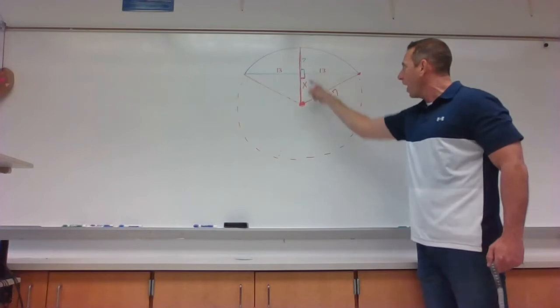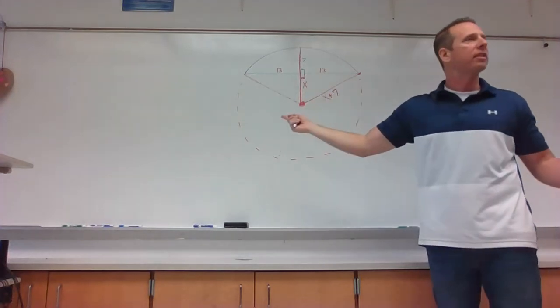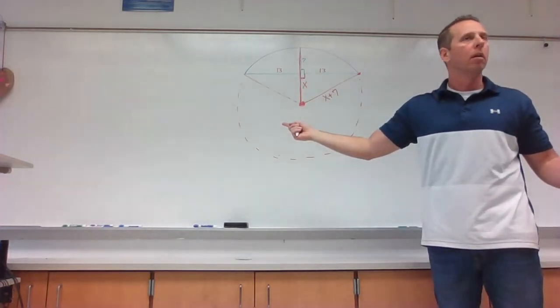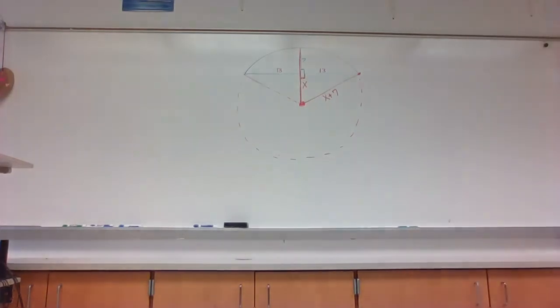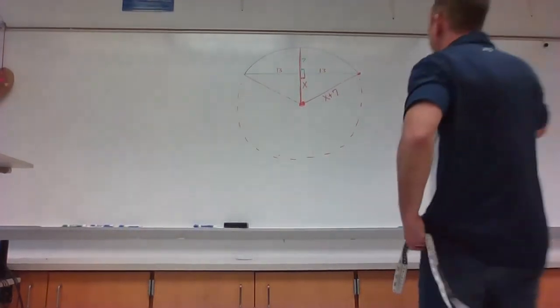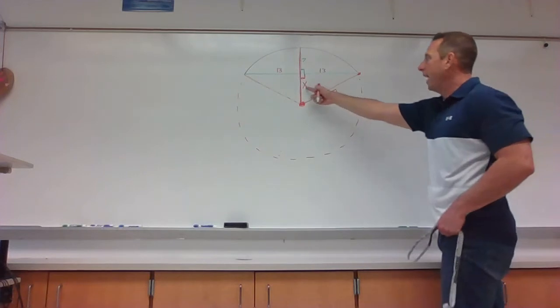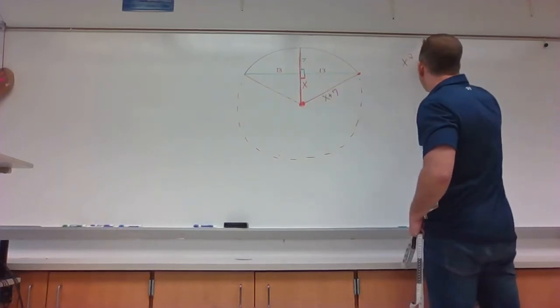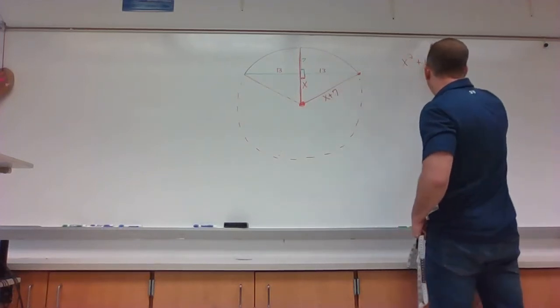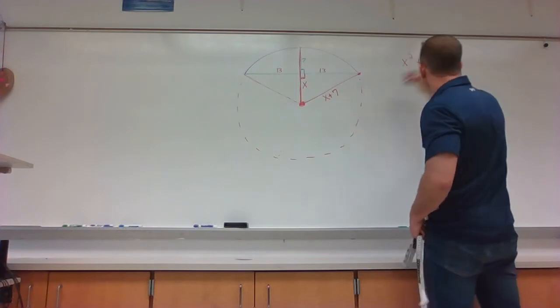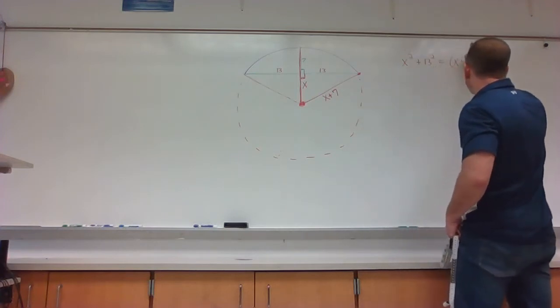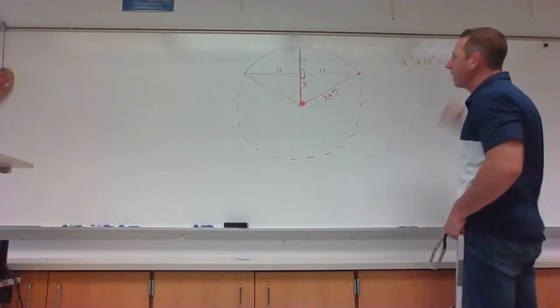So now we've got this right triangle right here. How do we find missing sides in a right triangle? What kind of math? Geometry. That's funny. Yes. Armando, what'd you say? Pythagorean Theorem. A squared plus B squared equals C squared. Well, C, the hypotenuse, is X plus 7 squared.